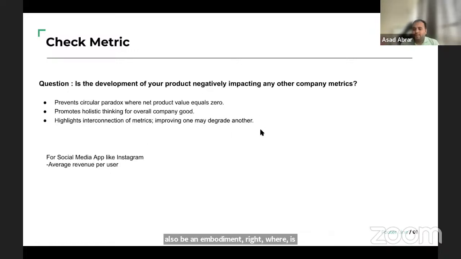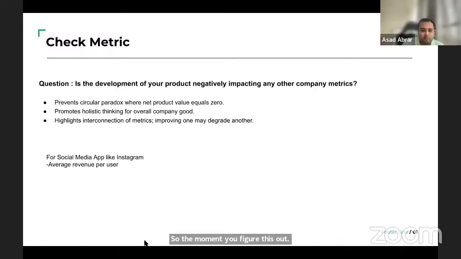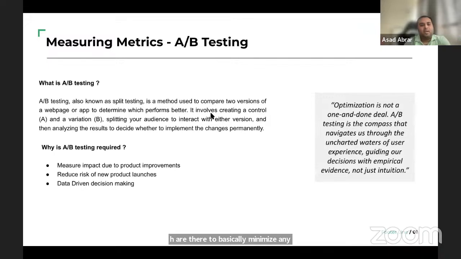Now, the check metric is typically about whether everything that you are doing is moving in the right direction or not. The moment you figure this out, you need to also understand if there is any problem happening with the metric. That problem is usually quantified by a check metric. If you have improved your engagement, but your revenue has gone down, that's not a very good place to be in. That's where check metrics are counterbalances, which are there to basically minimize any negative effect for your product.